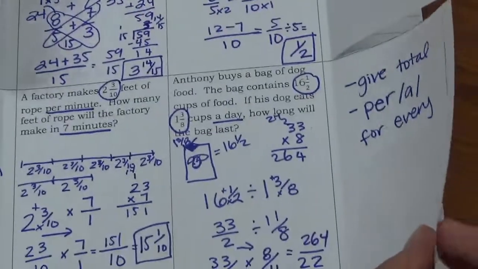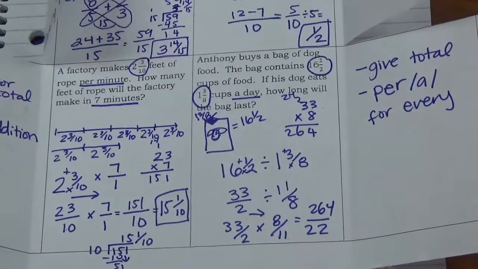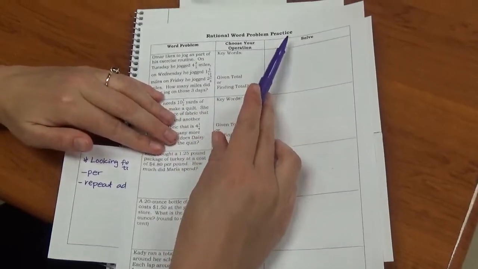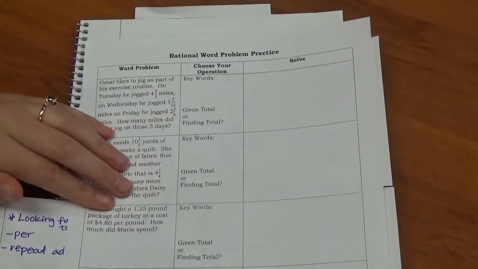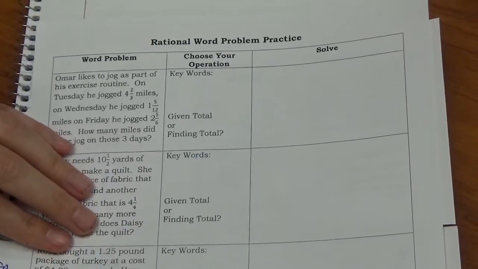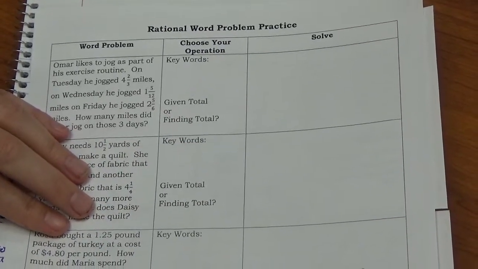So this will get glued into your journal. And when you are done with your practice, rational word problems practice, please get that checked off by me or a purple pen, and you will go on to your quiz. You're going to do awesome, you're amazing, nice job.